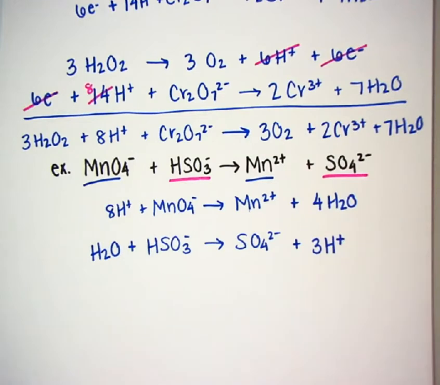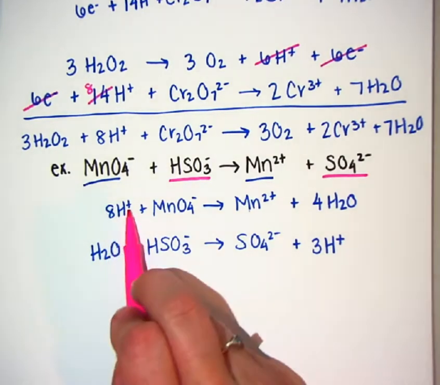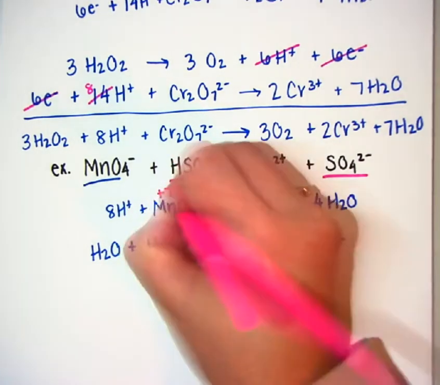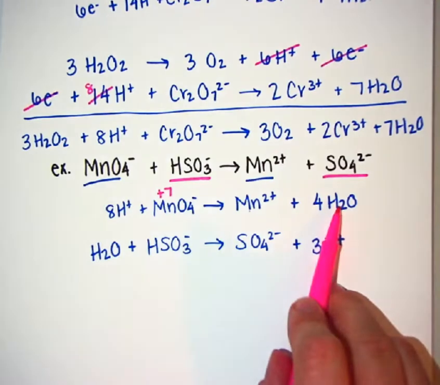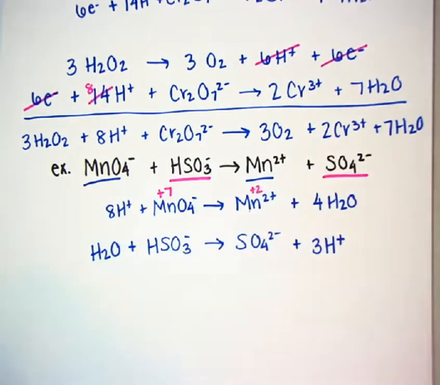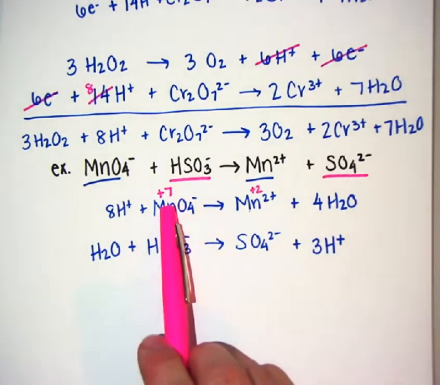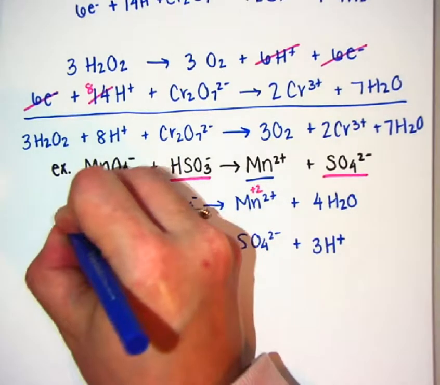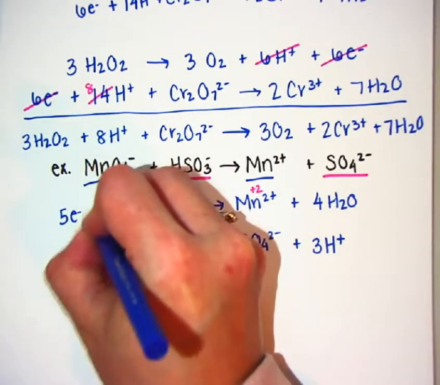Next comes charge. 8 times a positive 1 is positive 8, minus 1 gives me plus 7. This is neutral, and I have a positive 2. So I need to bring this down from a positive 7 down to a positive 2. So I need 5 negative charges. I'm going to add 5 electrons.